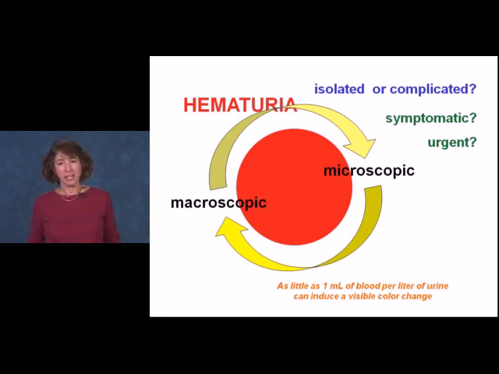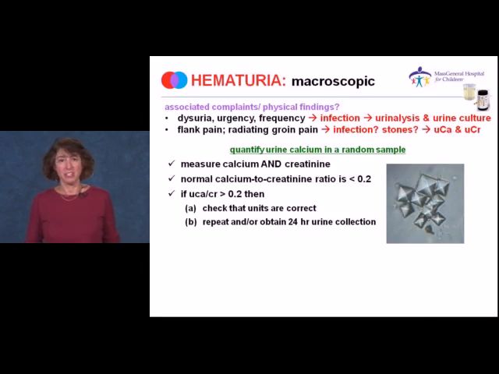So it's really a pretty wide spectrum between microscopic and macroscopic hematuria, and more or less the evaluation between both of those is going to be the same, although the patient's awareness of the original problem is going to be different. And as you're trying to figure out what to do with a patient who comes in complaining about macroscopic hematuria, or that you've discovered microscopic hematuria through urine analysis, you want to figure out, is it an isolated or a complicated finding? Is the patient symptomatic? And is there a need to intervene urgently?